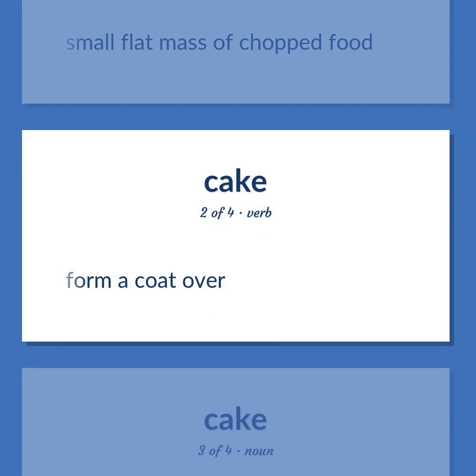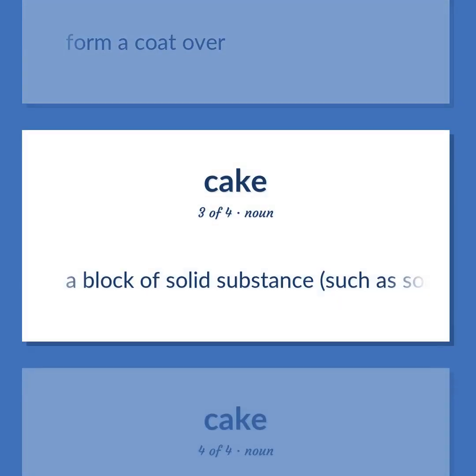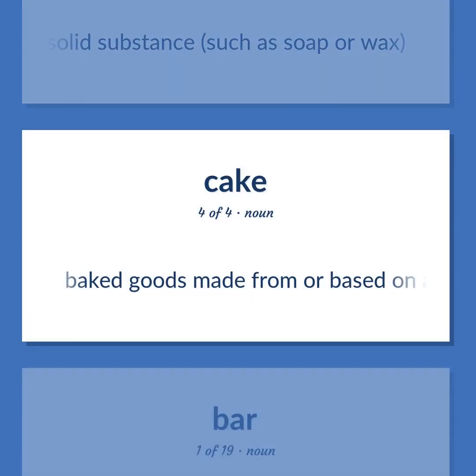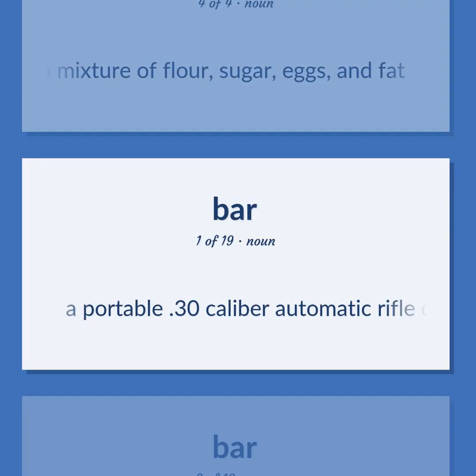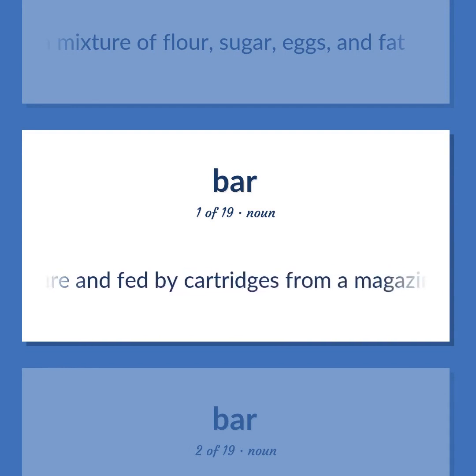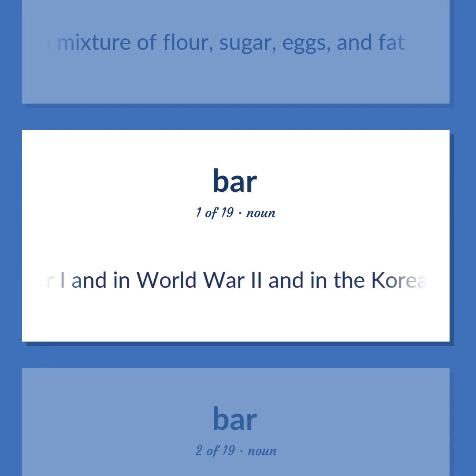Form a coat over. A block of solid substance, such as soap or wax. Baked goods made from or based on a mixture of flour, sugar, eggs, and fat. A portable .30 caliber automatic rifle operated by gas pressure and fed by cartridges from a magazine. Used by United States troops in World War I and in World War II and in the Korean War.